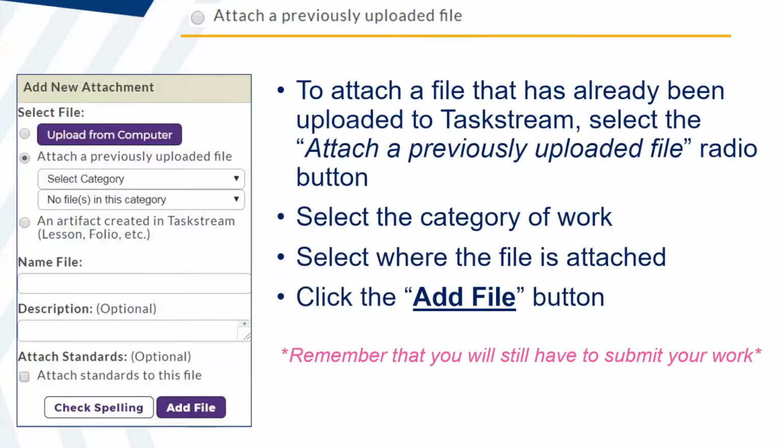To attach a file that has already been uploaded to Taskstream, select the Attach a Previously Uploaded File radio button. Select the category of work, select the specific file, and click Add File, which is located in the bottom right.